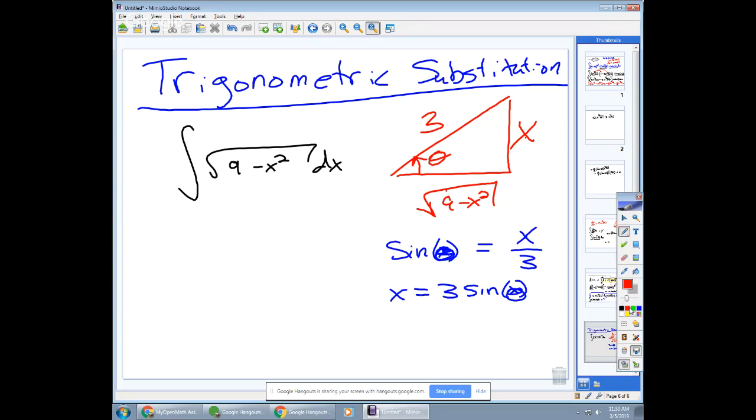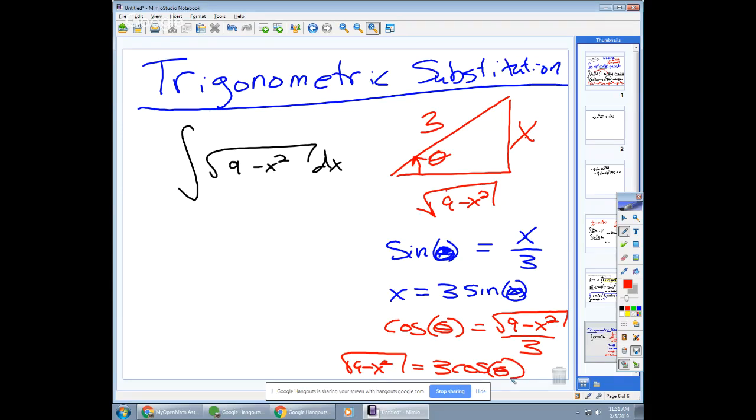Now, similarly here, if I looked at what's the cosine of theta in this picture? Adjacent over hypotenuse. So in other words, I could say that that square root is equal to 3 times the cosine of theta. So couldn't I do a substitution here? According to that triangle, couldn't I just replace that square root with 3 cosine theta? I like that. Problem though, I got to get rid of dx.